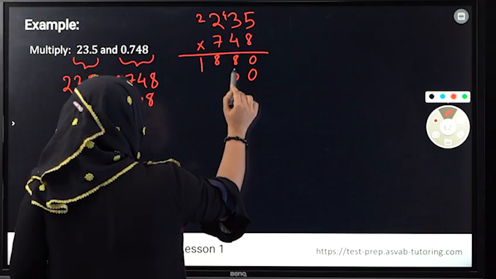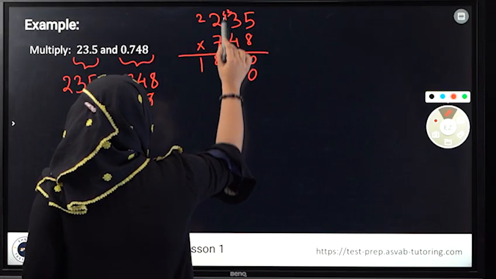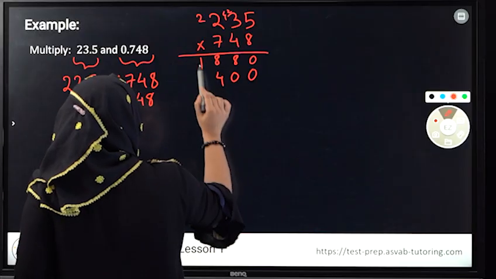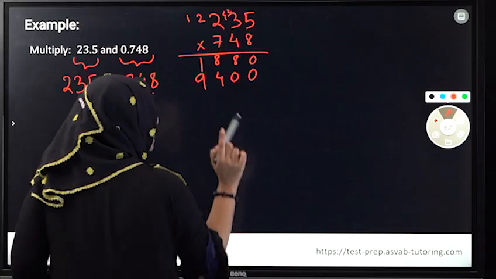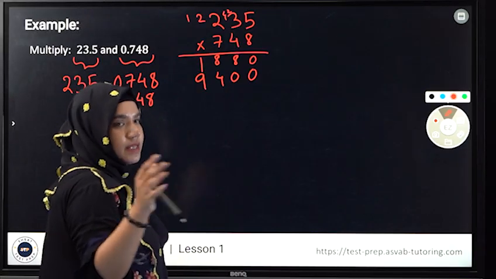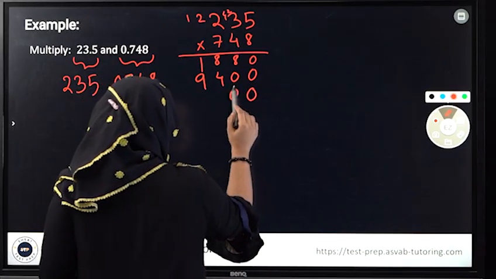5 times 4 is 20, carry the 2. 4 times 3 is 12. 12 plus 2 is 14, carry the 1. 4 times 2 is 8. 8 plus 1 is 9. This time, we're supposed to put 2 crosses, right? In that case, we are supposed to put 2 zeros.